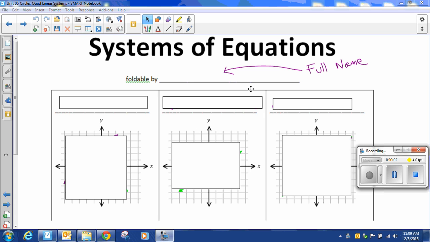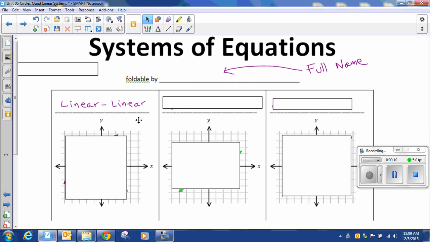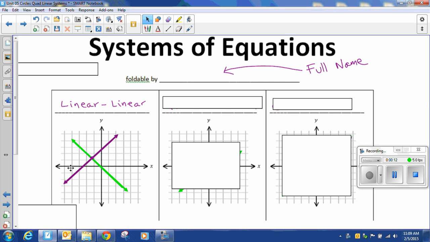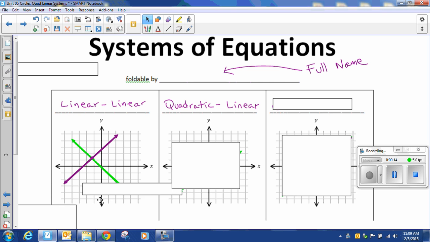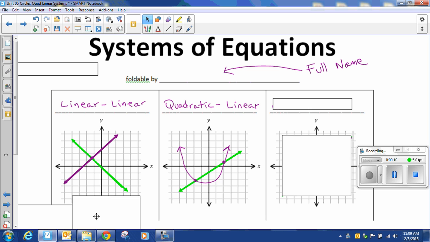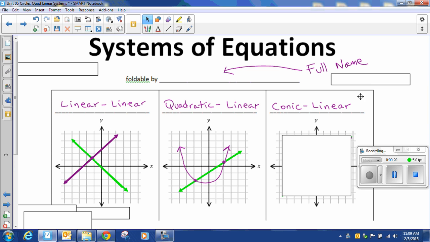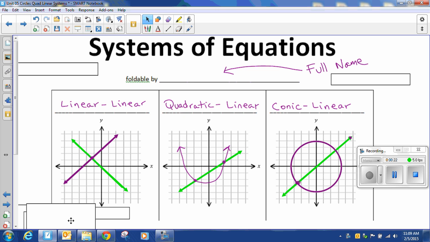Okay, today we are learning about systems of equations as they pertain to Algebra 2 trig. So we created a foldable where we talk about linear equations, so you have a line and a line, quadratic linear equations where you have a parabola and a line, and conic linear equations where we have a circle and a line.